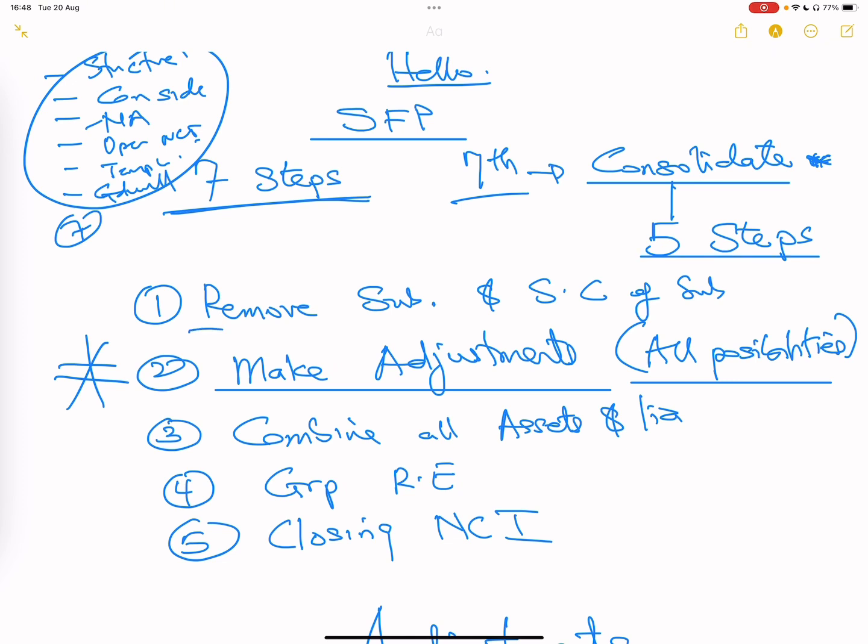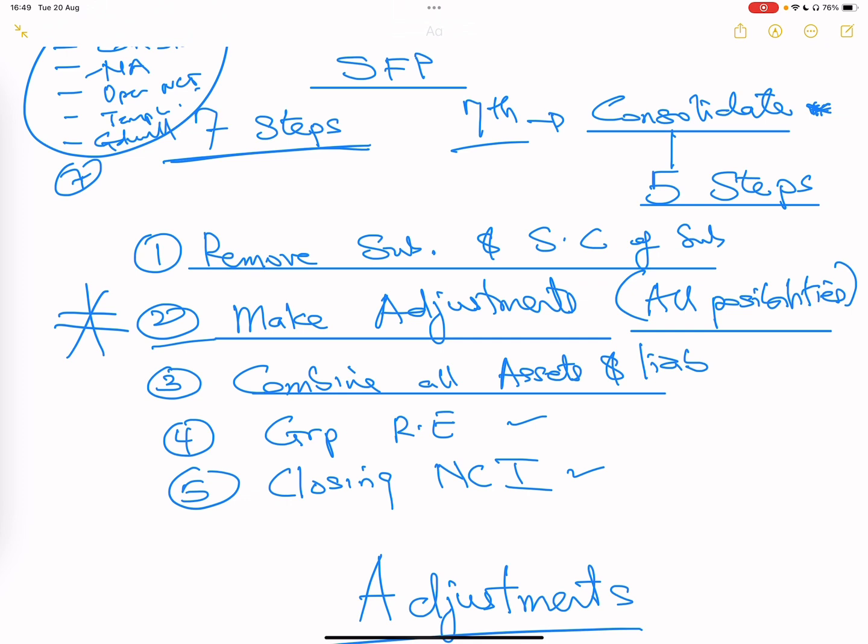The 5 steps are to remove the investment in subsidiary and the share capital of the subsidiary. Once you've done that, you make all the necessary adjustments, be it intracompany transactions, fair value adjustment, all sorts of adjustments. Then you combine all asset and liability 100%, put the group retained earnings, calculate that, and calculate NCI and put it on your balance sheet as well. So these are the 5 steps that you've been using to do the consolidate stage.